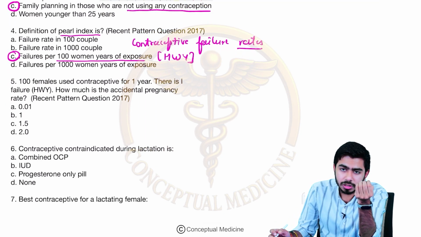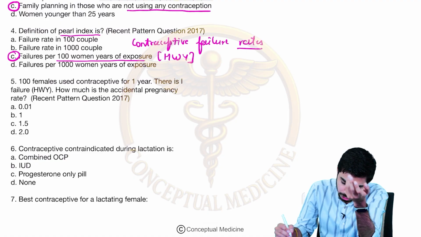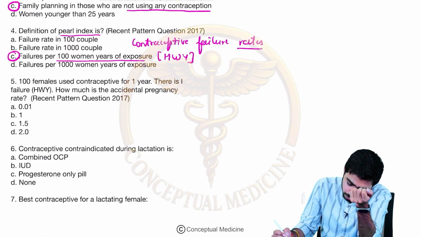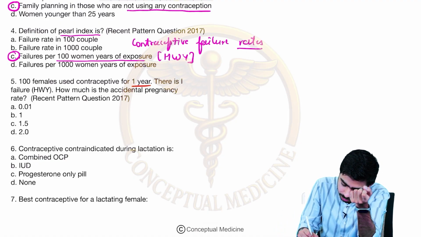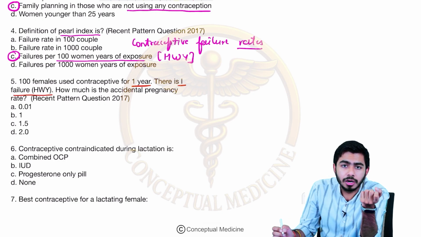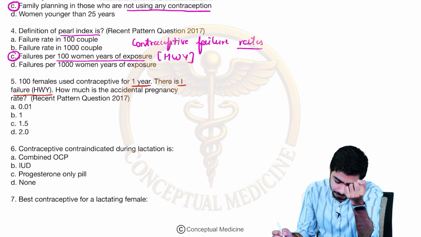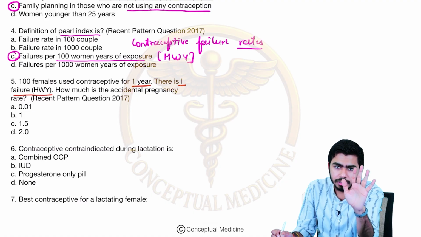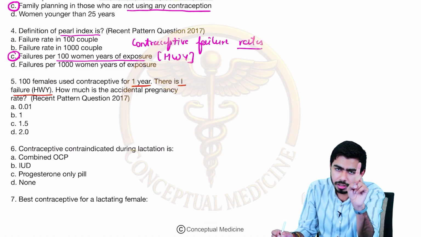Now the next question might be somewhat challenging, but still, guys, it's easy. Let's try to solve that. 100 females use a contraceptive for 1 year, and there is one failure per 100 women years. So they have given us the Pearl index, that is 1 per 100 women years.